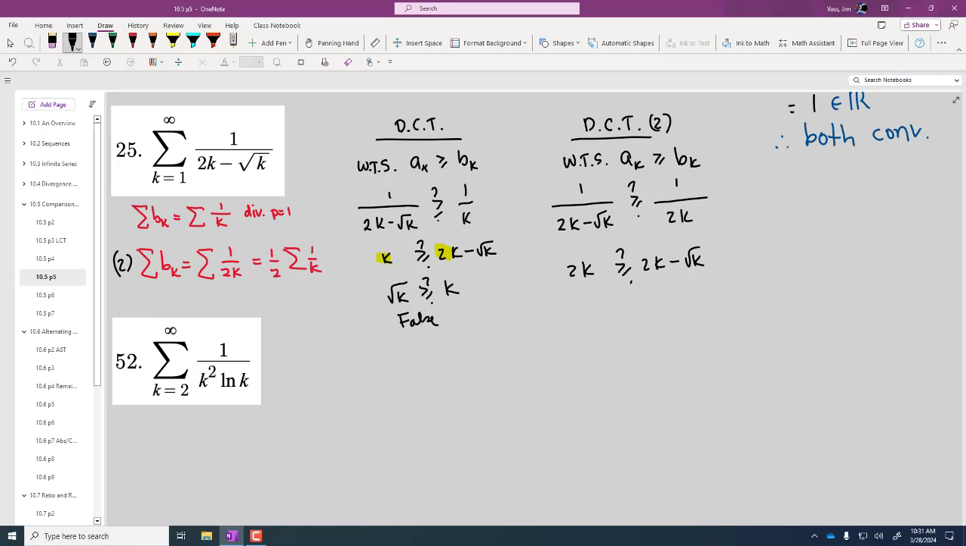Now we can subtract these off, right? 2k minus 2k is 0. And if we add the root k to the other side, just for grins, so that we're not dealing with any negatives, we get that. And that is true. And so if we chose this b sub k, therefore both do the same thing. Since we chose a divergent series, then both diverge.